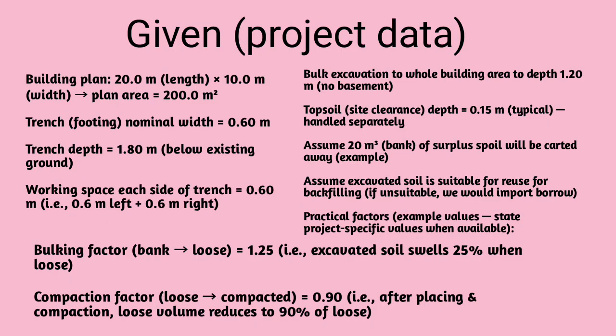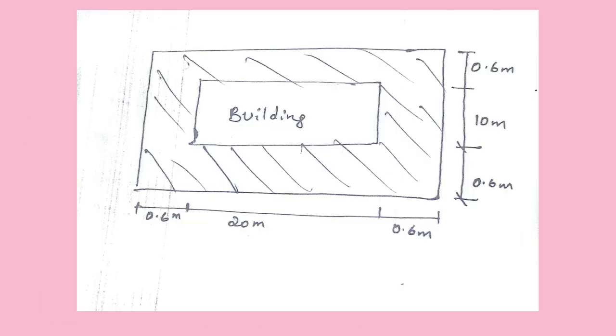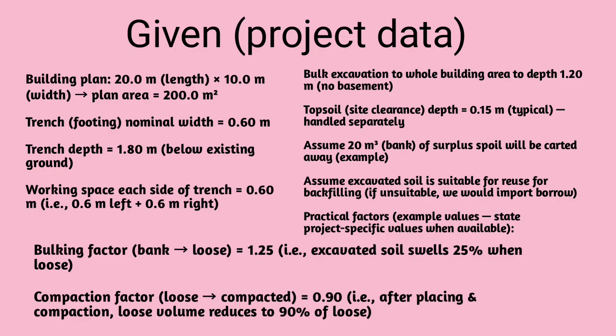Given, project data. Building plan, 20 meter by 10.0 meter. Trench nominal width 0.60 meter. Trench depth 1.80 meter. Working space each side of trench 0.6 meter. Bulk excavation to whole building area to depth 1.20 meter. Topsoil or site clearance depth equals 0.15 meter typical. Assume 20 cubic meters of surplus spoil will be carted away. Assume excavated soil is suitable for reuse for backfilling. If unsuitable, we would import borrow. Bulking factor 1.25. Compaction factor 0.90.